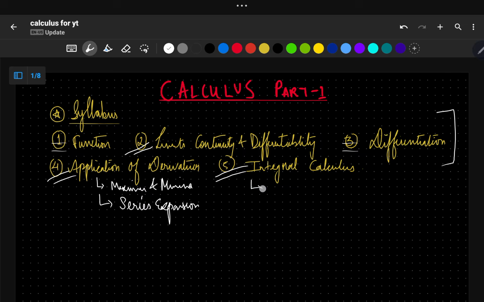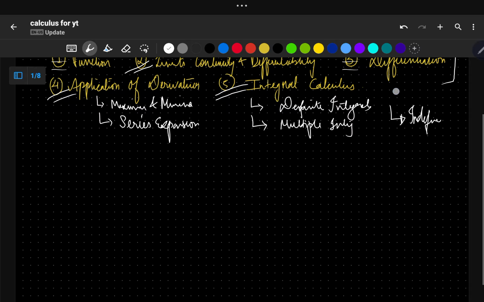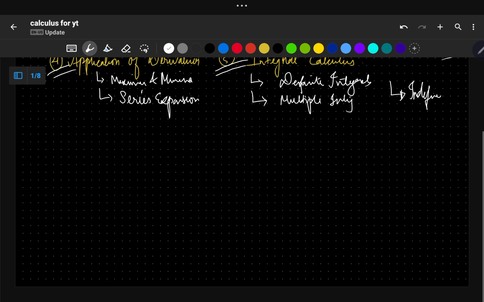After that, in integral calculus we'll be coming to know about definite integrals and multiple integrals. Actually, definite and indefinite. After that, in calculus part 2, the whole study is about surfaces and volumes, right? So we'll be coming to it. First of all, let us start the first chapter, that is function.